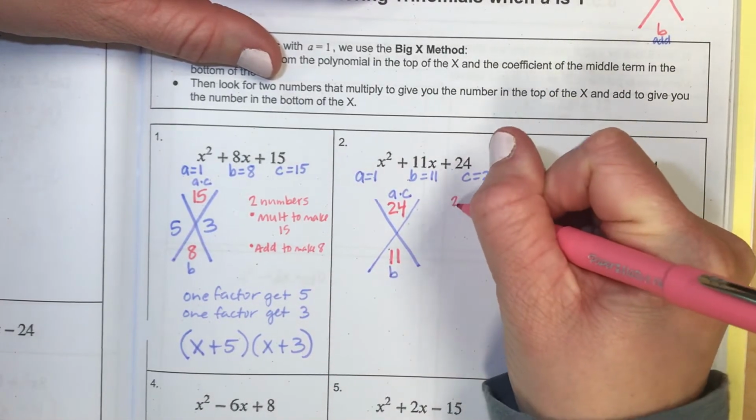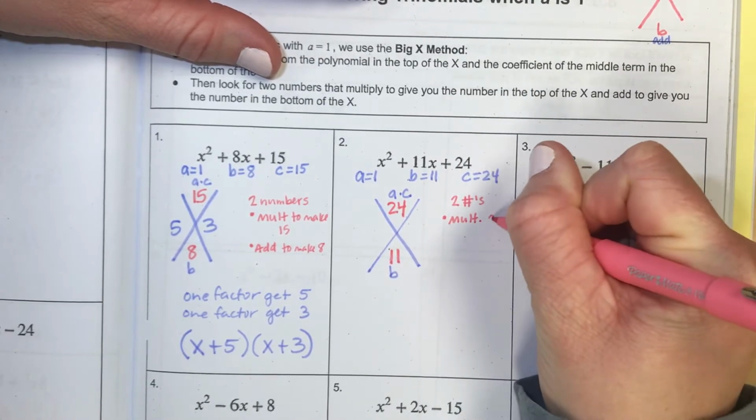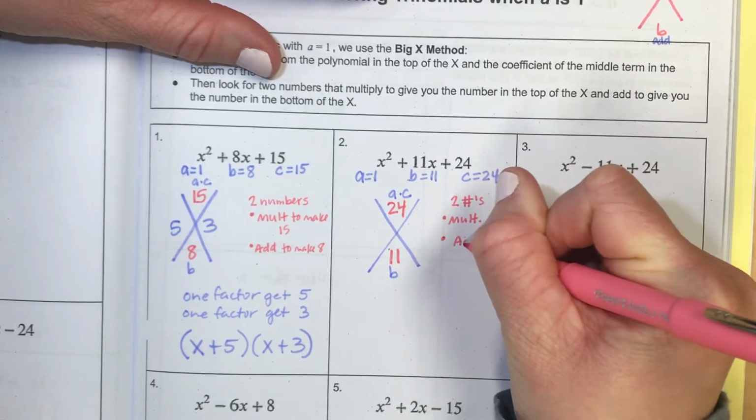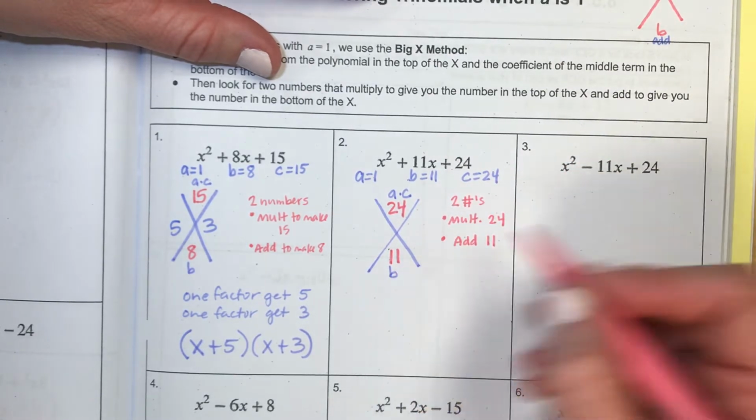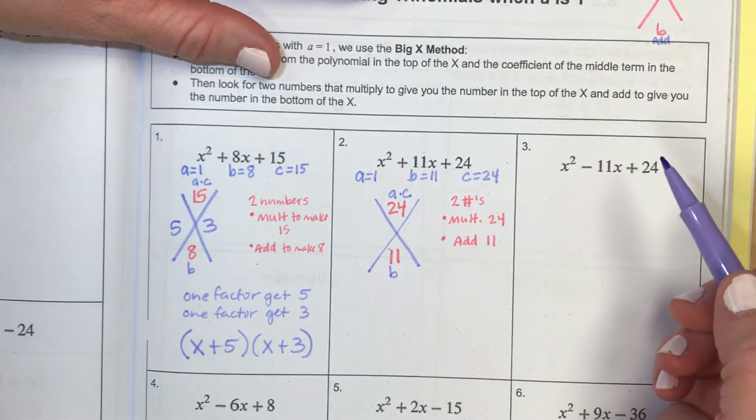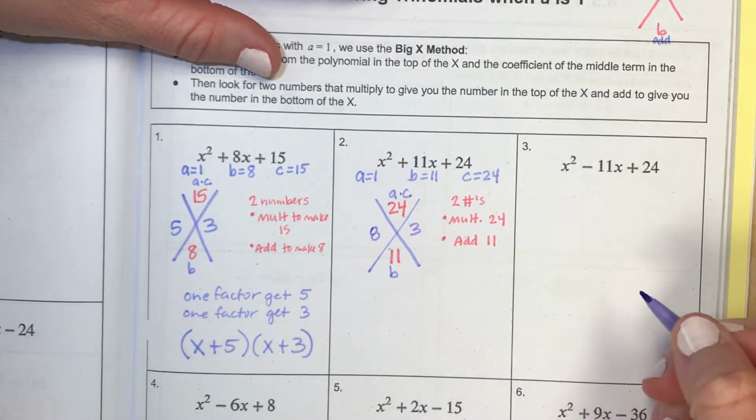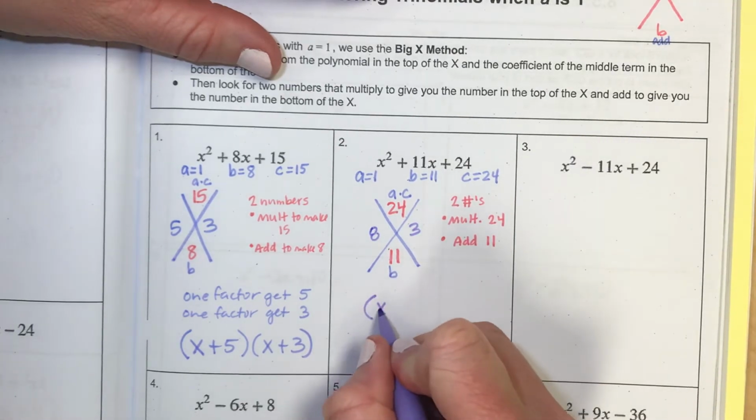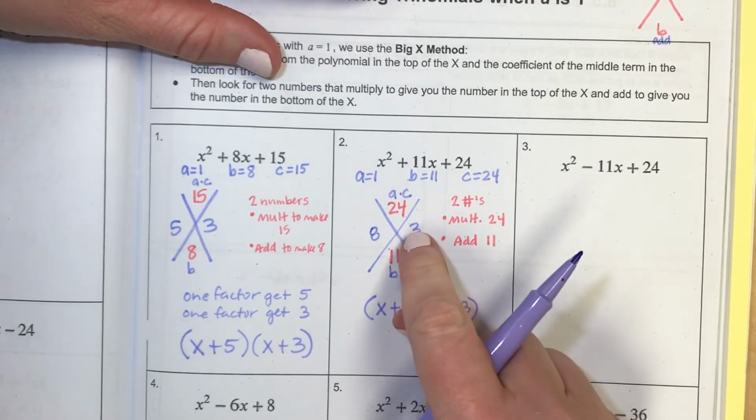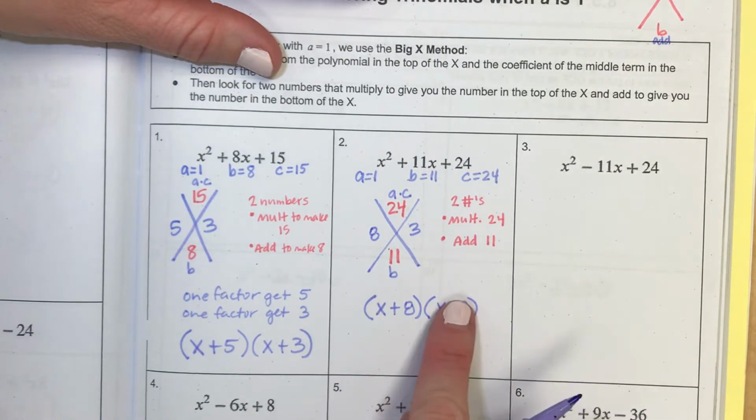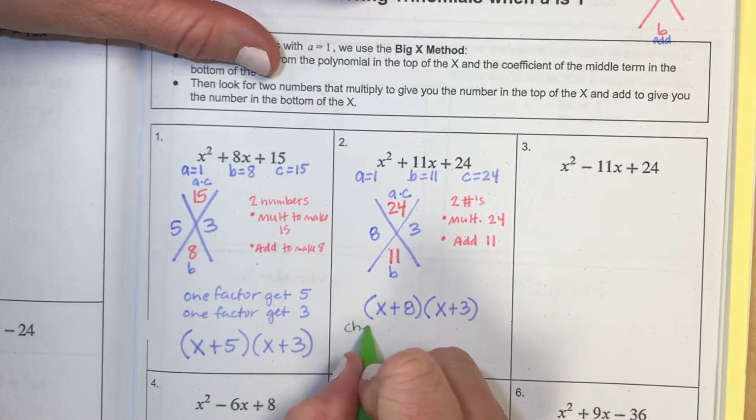And now what we want to find is two numbers that multiply to make 24, and they add to make 11. So multiply to make the top, add to make the bottom. Can you think of those two numbers? Multiply to make 24, add to make 11. It's going to be an 8 and a 3. And so one factor is going to be an x with the number 8 that you found, and the other factor is going to be the 3, the other number that you found. So what I'm going to do is just show you real quick. If you distribute, I'm going to show you to check.